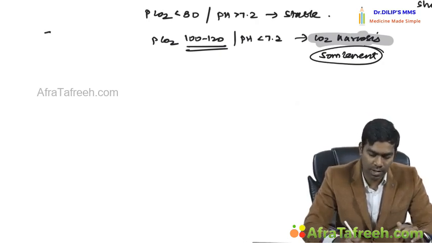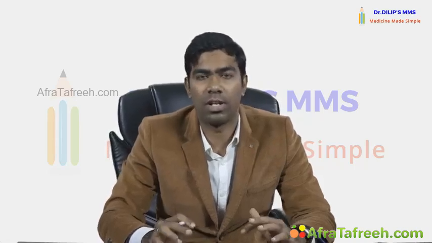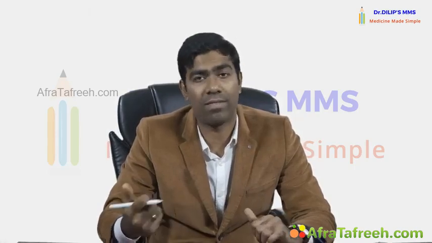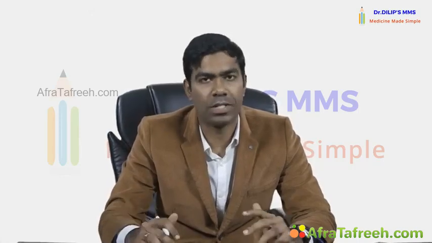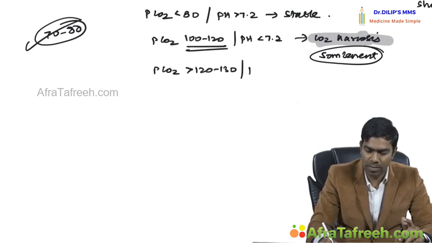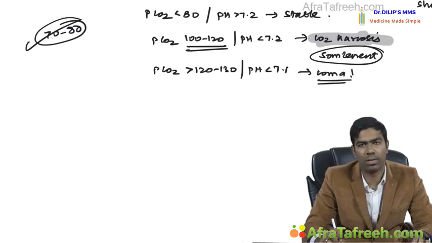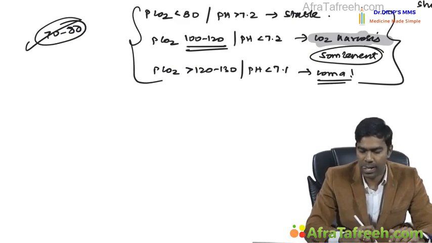I told you this 70 to 80 is the threshold for respiratory drive. Up to 70, 80, your respiratory drive will actually increase, but after 80, your respiratory drive paradoxically will decrease. So they'll go for CO2 narcosis. Clear? PCO2 of more than 120 to 130, which means the pH will drop to less than 7.1, will result in a completely comatose patient. They'll be knocked out, they'll be in coma. Clear? Again, these are very important values, at least for exams.